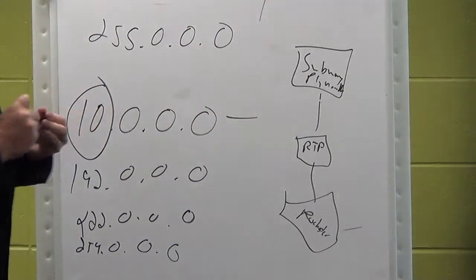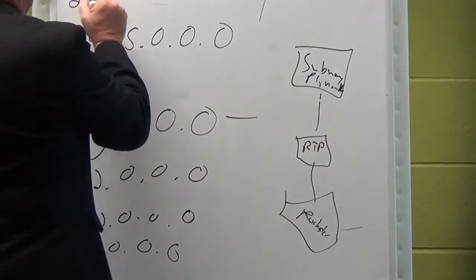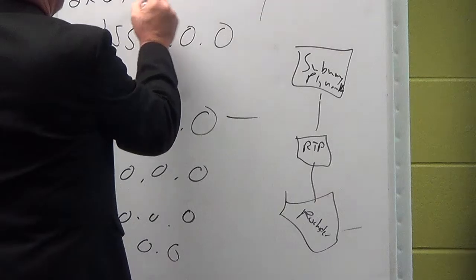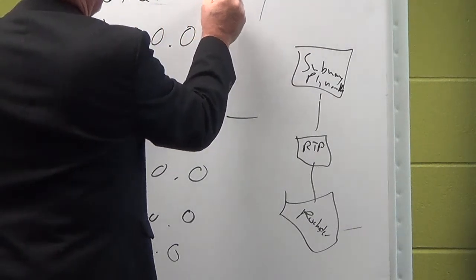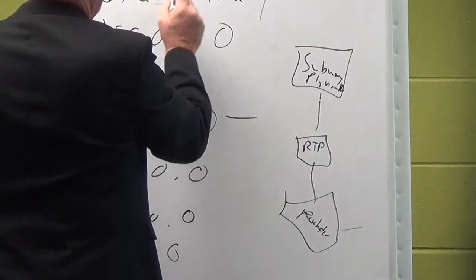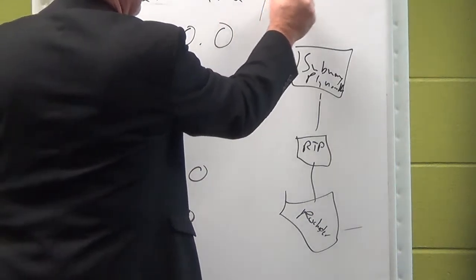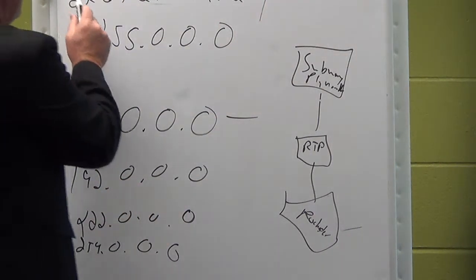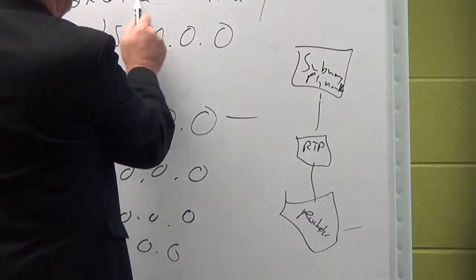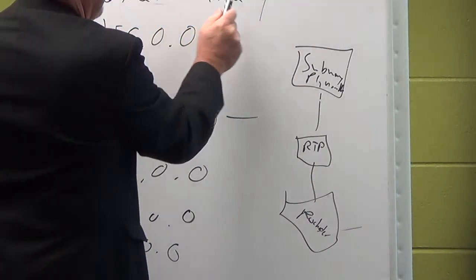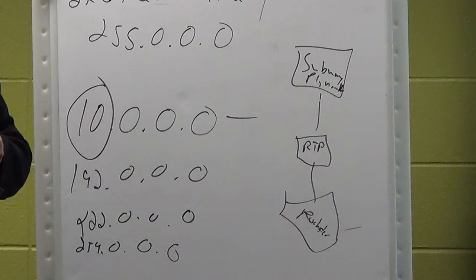Everyone get your little calculator out. No, you know what? What's 2 times 2? 4. Times 2. Times 2. Times 2. Times 2. 2 to the 8th power: 1, 2, 3, 4, 5, 6, 7, 8. Okay? Do you get the idea?